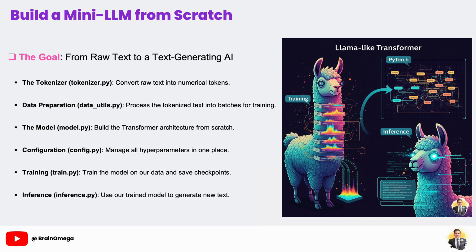With everything in place, we'll write our training script. This is where the learning happens. We'll feed the model data and watch it get smarter over time. And finally, the moment we'll all be waiting for, inference. We'll load our trained model and start a conversation with it, prompting it to generate new and original text. It's a complete journey, so let's take our first step.